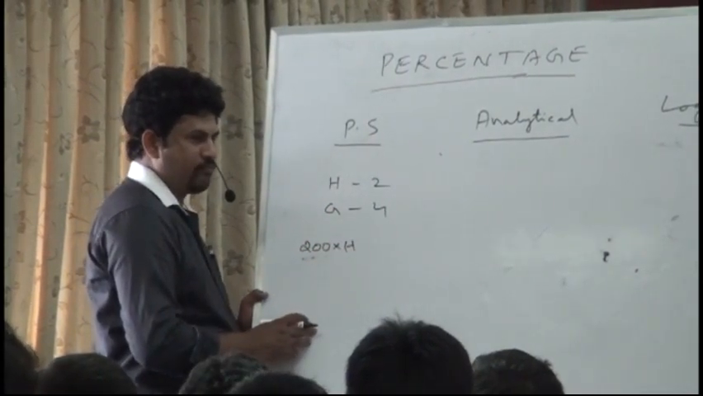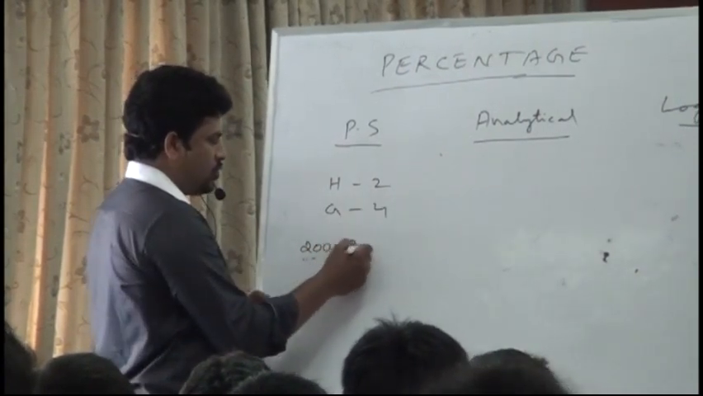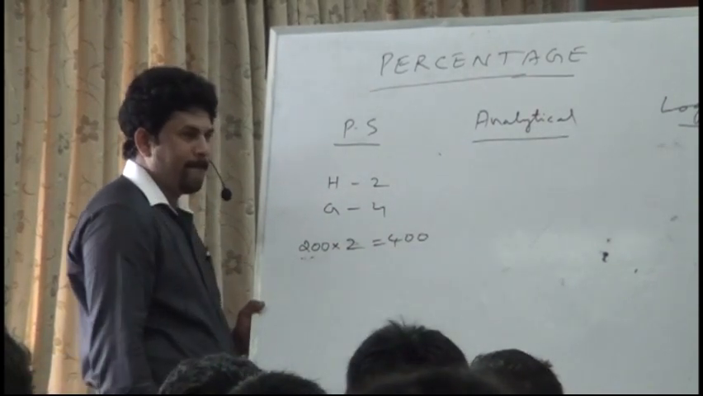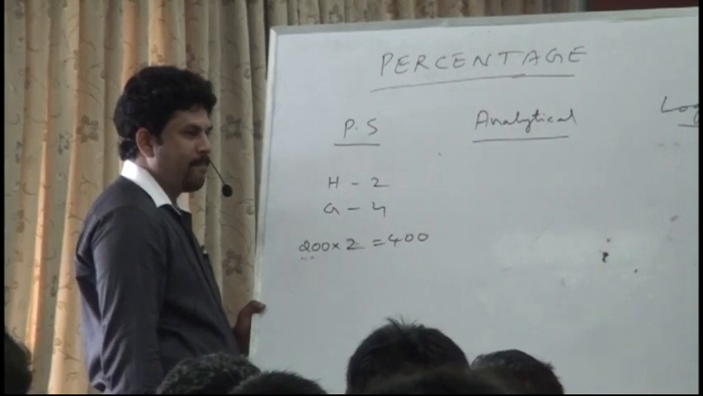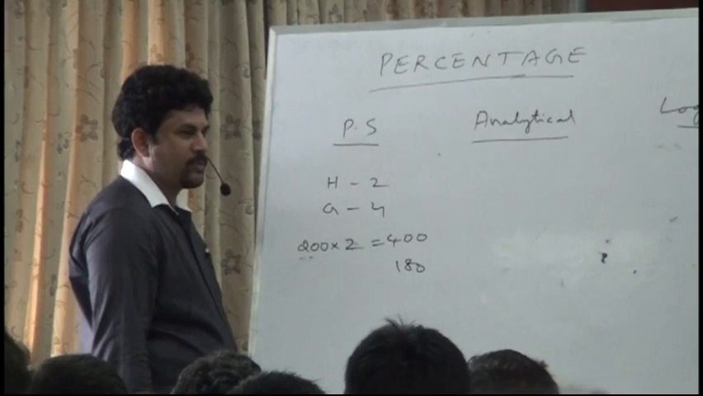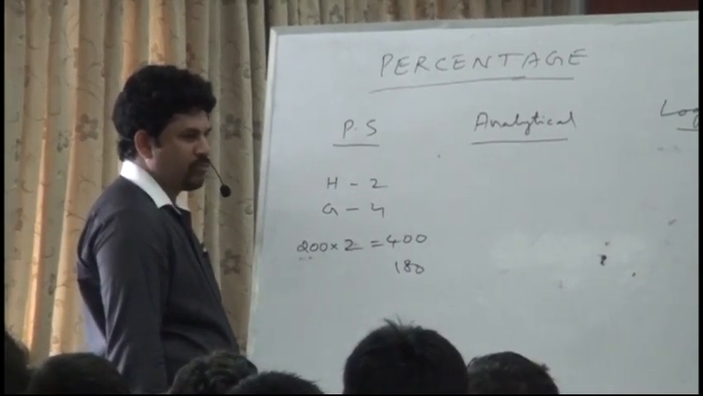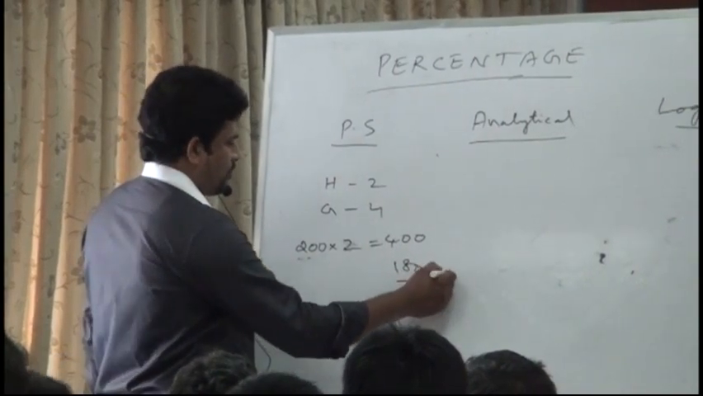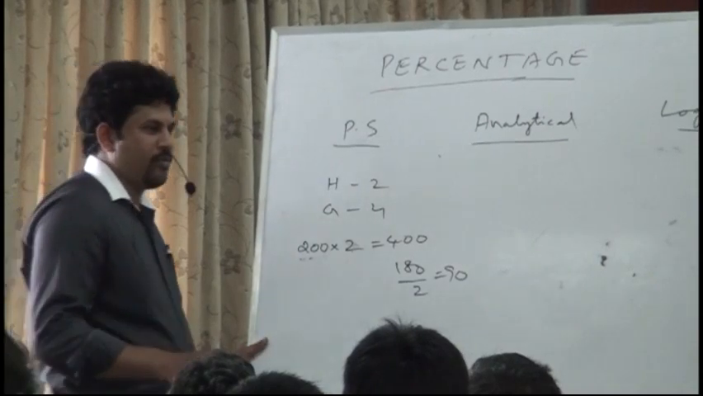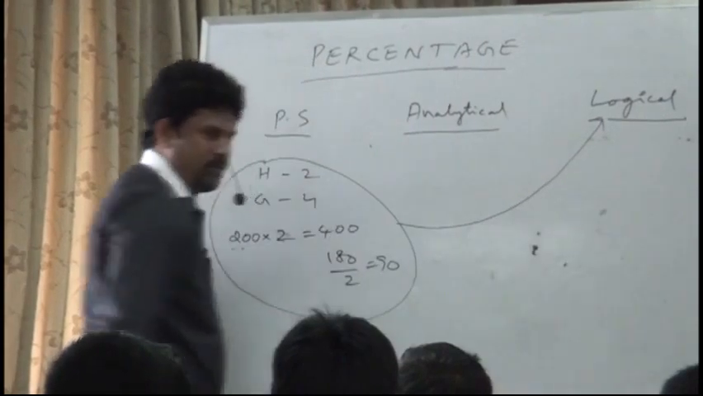So the total number of legs will be 400, since each hen has 2. If all 200 are hens, 400, right? So the remaining legs will be 180. If we consider goats, they have 4 legs, so each goat accounts for 2 extra legs in the remaining 180. 180 by 2 will be 90. So there are 90 goats, and 200 minus 90 is 110 hens. Very good. This is called logic.